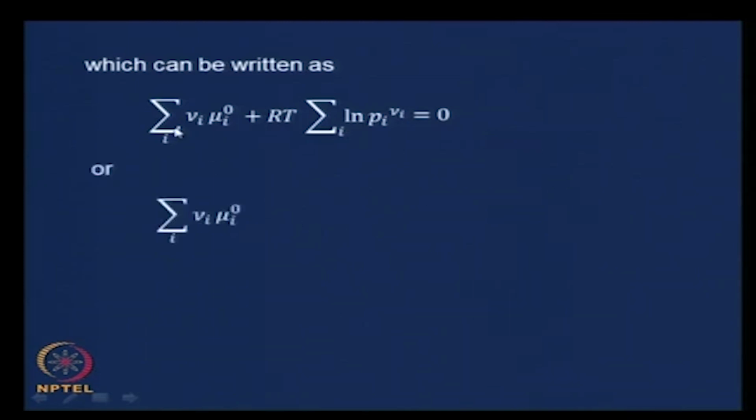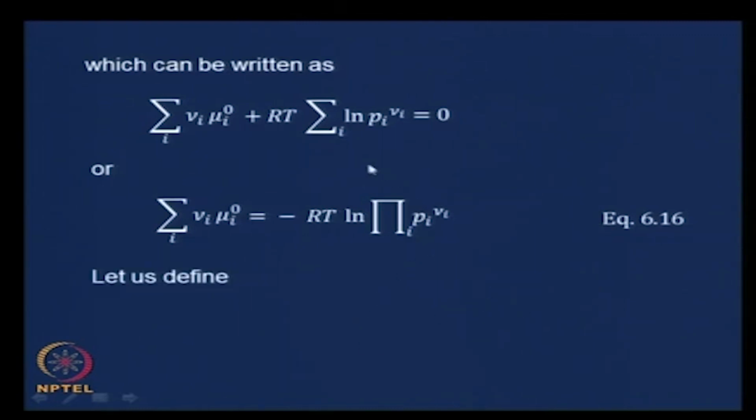Or you can write this as sum over i of nu i mu i naught equals minus RT, this is sum of log, which is nothing but log of the product that we all know, product of, as represented by this big pi here, product of Pi power nu i. Let us call this equation 6.16.